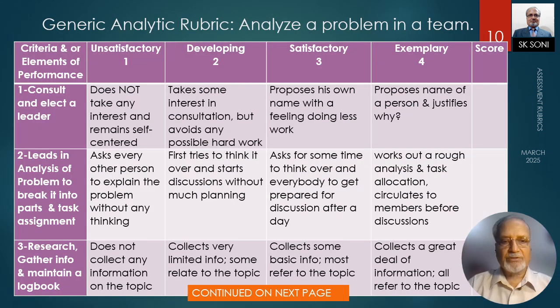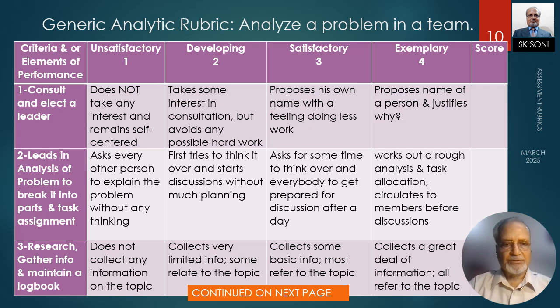Let us take an example of another generic analytic rubric. The title of the task is Analyze a problem in a team. So there are 7 sub-skills or steps in solving or analyzing the problem. And there is a 4-point rating scale with the last column for recording the score. The rubric is continued on the next page as well.